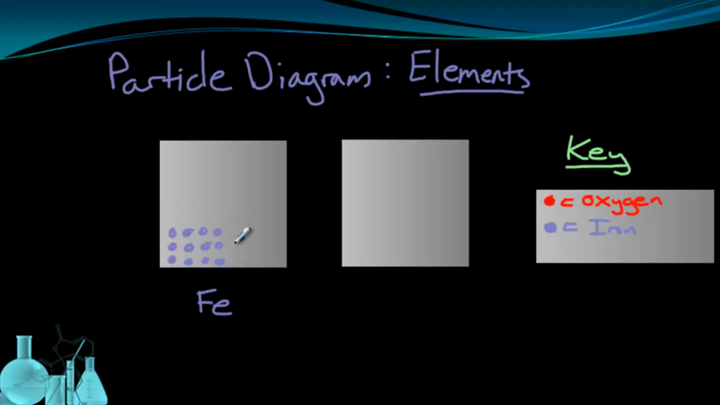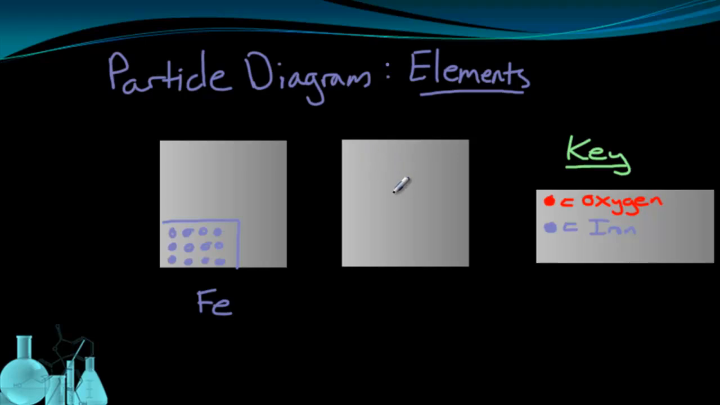I've got all these atoms lined up nicely, and there's only atoms of iron present in the sample, so I can say that this is a substance. Okay? This sample, let's say the sample is only this big itself, has a uniform and fixed composition, and there's only one element present, Fe. So this is a particle diagram of an element.